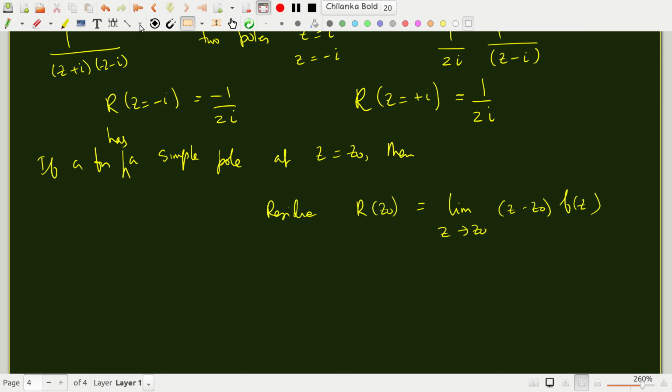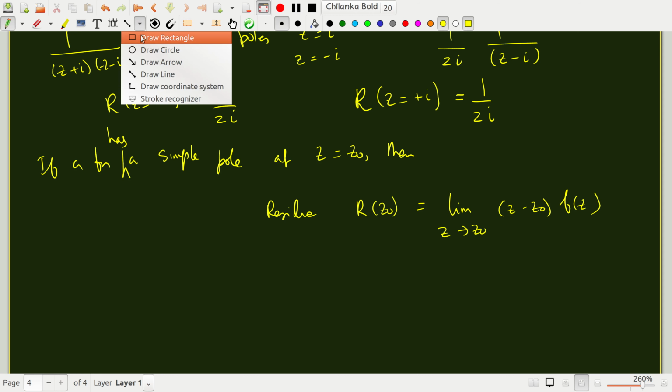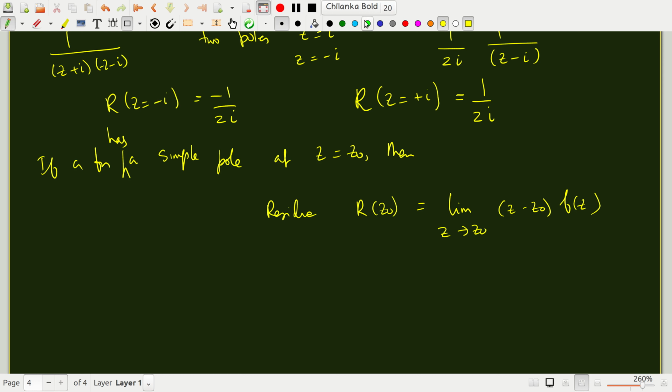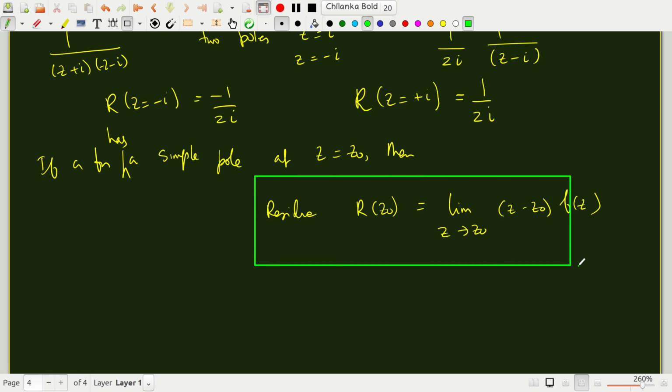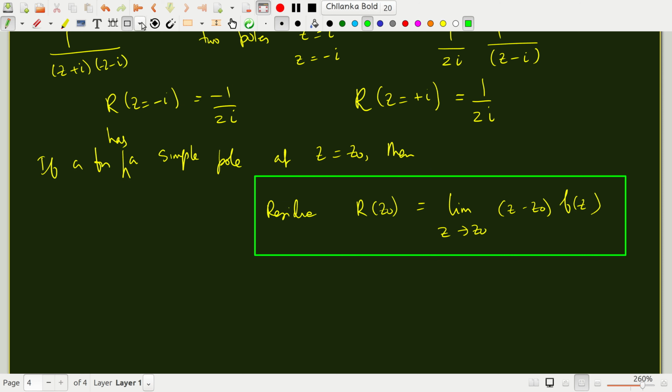Let me draw a rectangle. This is a very important, useful formula that we will keep using. This is called the residue about a simple pole.